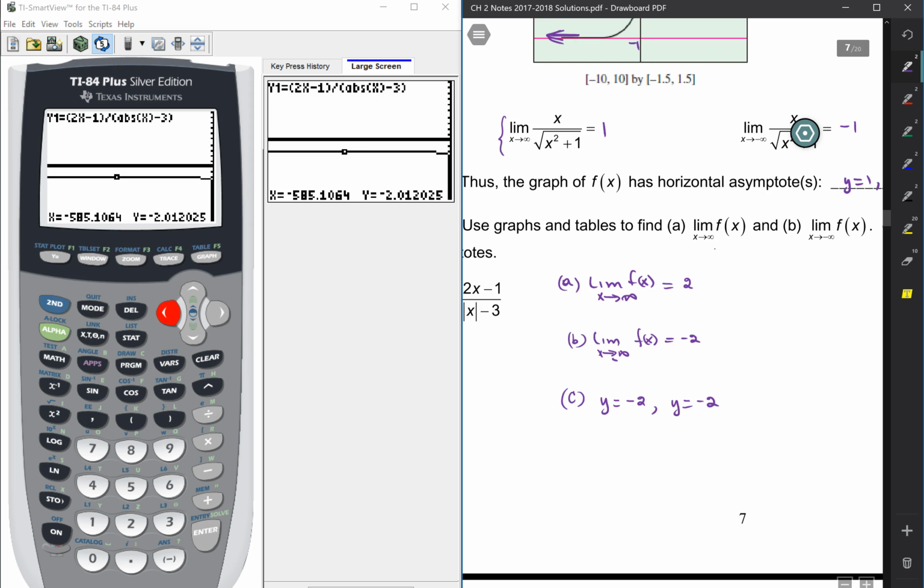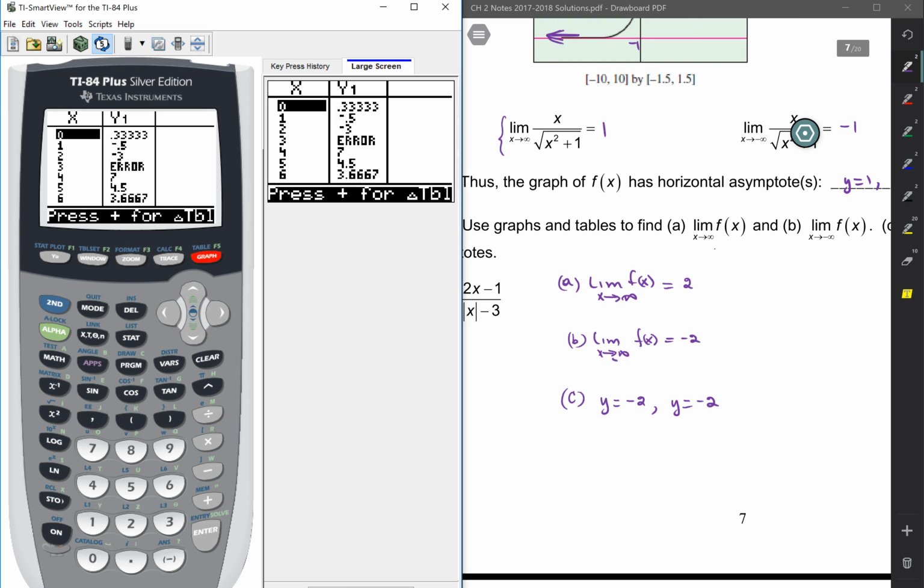Now, what if you wanted to use tables? You can do second table. Okay, and here we don't want to know what the value is at x equals 0 and so on. You can change this so you could ask for values.